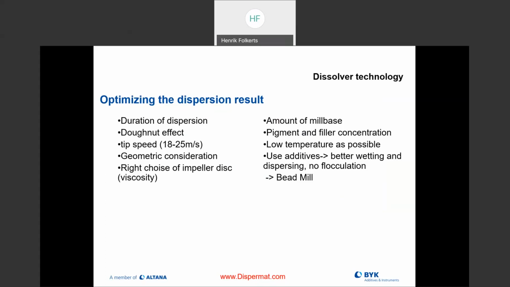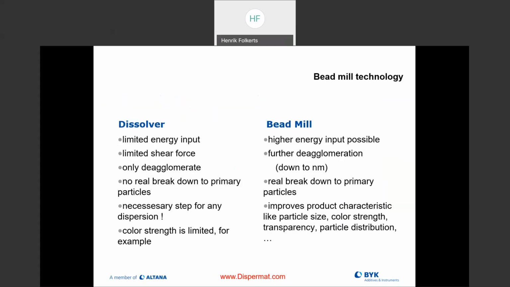We have seen that cooling is important. And then obviously the type of additive plays a role for better wetting, dispersing effects, and flocculation. Keep that in check with the proper additives. And then if I want to go to primary particle size, we really need to use a bead mill to achieve that process. So just to show you the difference between the two, they're both important.